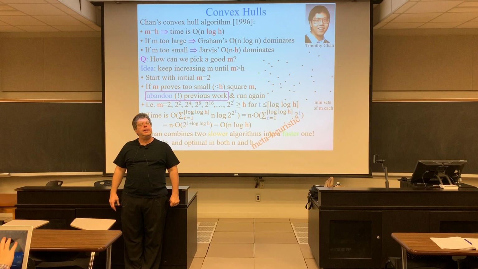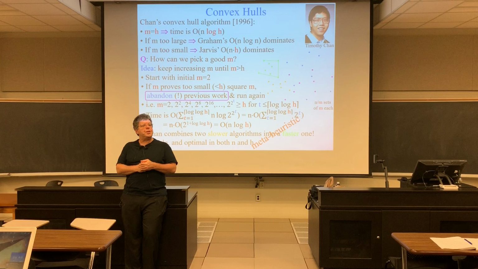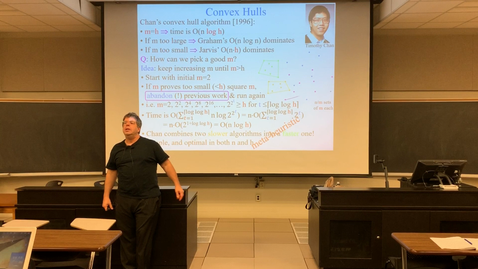Which means you could probably do other optimizations and choose them more judiciously to try to save some work. But whatever work you save will not get you below this bound, and this is already optimal in both N and H. So asymptotically, you don't need to do much else. You can just pick them randomly.